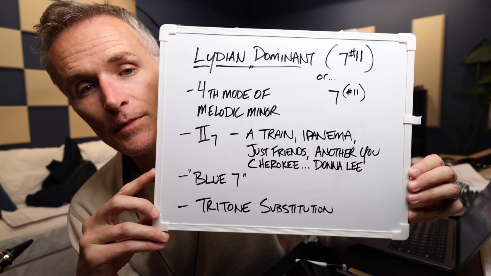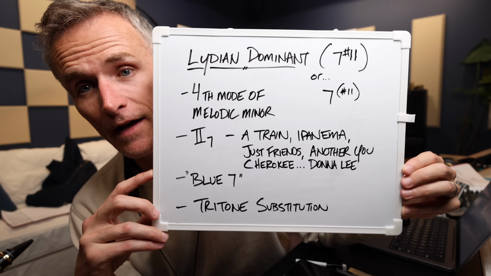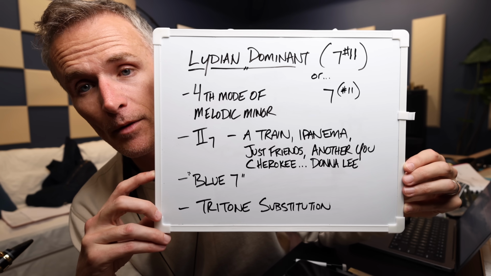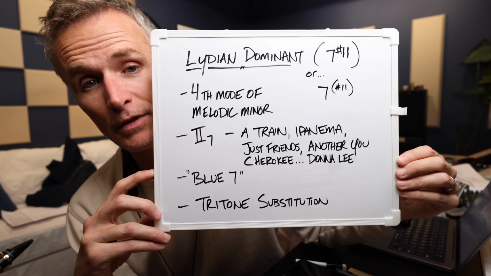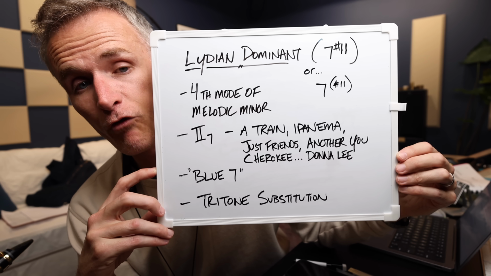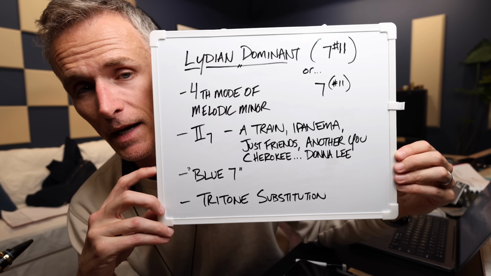So Lydian dominant, typically seen as a 7th chord with a sharp 11 following it. Where the heck does it come from? Well, one good place to think of it as coming from is the 4th mode of a melodic minor scale.